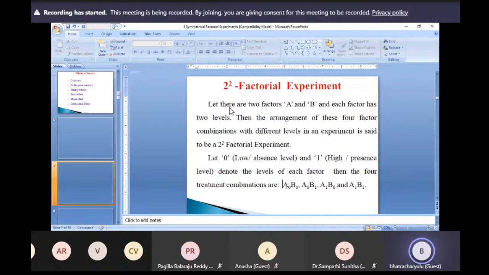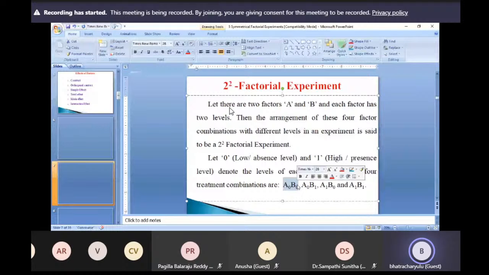So A0B0 is entirely a treatment here, and A0B1 is another treatment. Whereas in the previous case, A is one treatment and B is another treatment. So you can identify the difference in what a treatment is in a factorial experiment: a combination of factors with different levels is treated as a treatment. So A1B0 is another treatment, and A1B1 is another treatment.